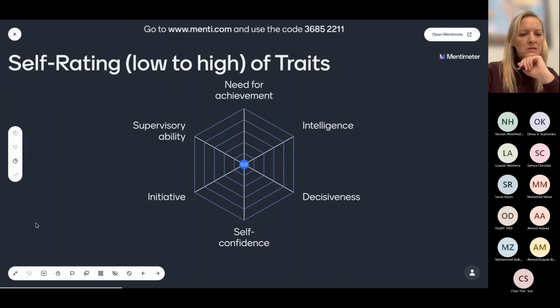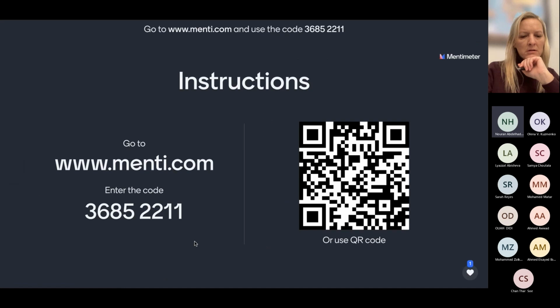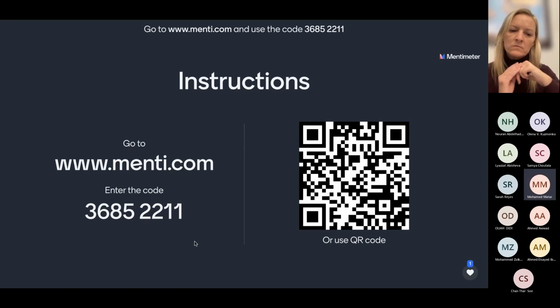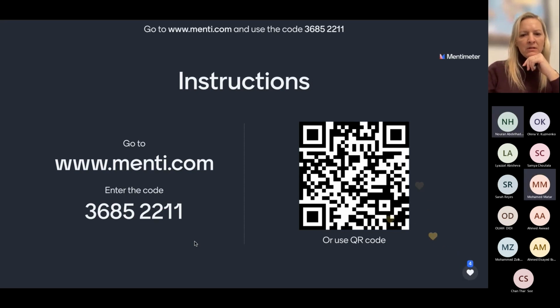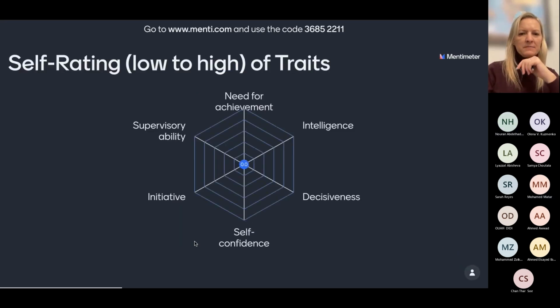You should be able to see. Let me see if I can go back. Yes, it is at the top of the page, 3685 to 111. Yes. And it should be on. Actually, it did not request the codes. I'm sorry? It did not request the codes. It didn't request the code this time? Yes, I just scanned the QR code. Yes. And then it is self-rating, low to high of traits. Yep. And some. That's what we're going to next. Okay. Thank you.